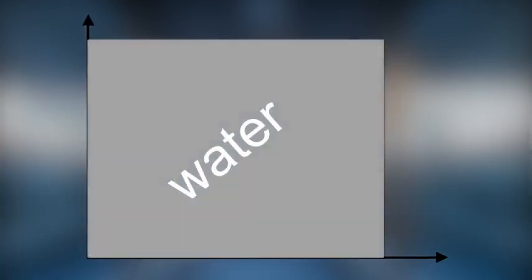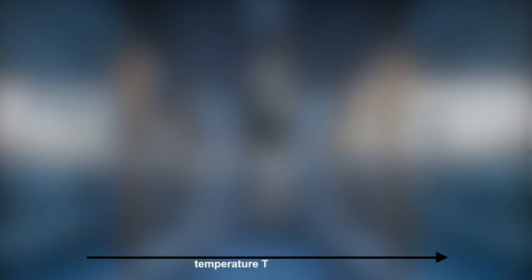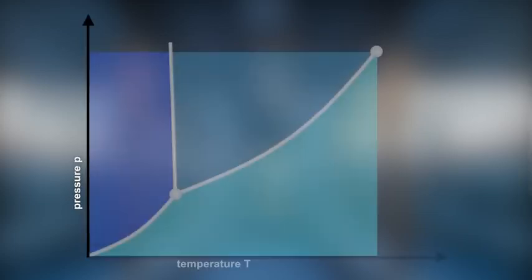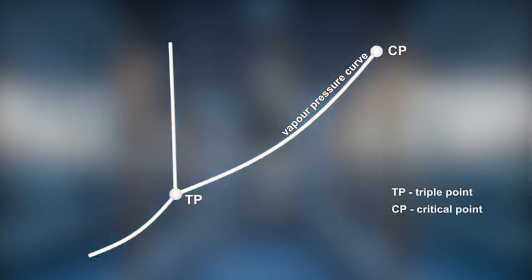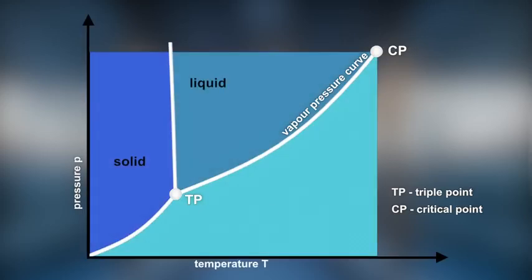temperature and pressure. The horizontal axis of a diagram represents temperature, while its vertical axis shows pressure. The vapor pressure curve is part of a phase diagram. It indicates at which pressures and temperatures water evaporates from liquid to vapor or condenses from vapor to liquid.